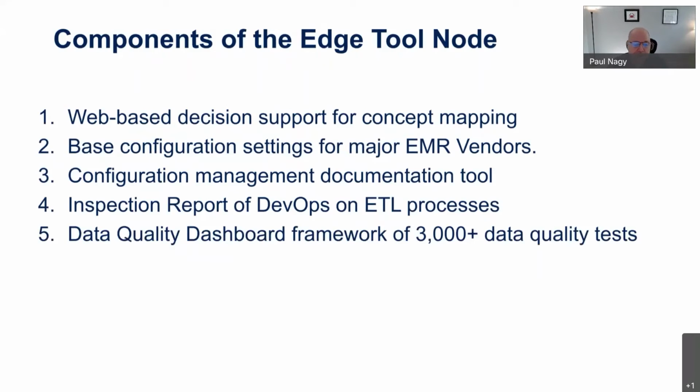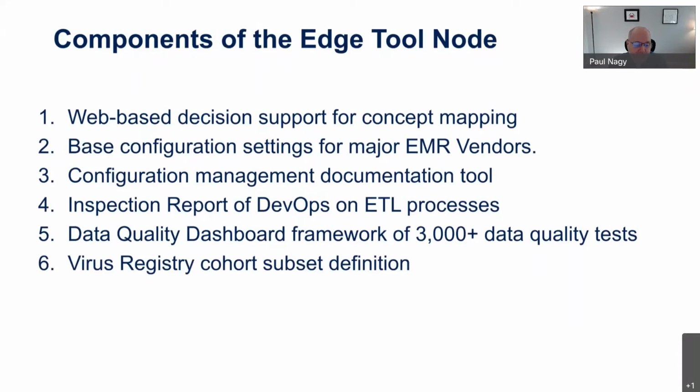And with that comes the data quality dashboard, which is a framework that runs over 3,000 different data quality tests, looking at the completeness of concepts, the plausibility and timeliness of the concepts, as well as the conformance of that data. So completeness, conformance, and plausibility tests are done on our data set.